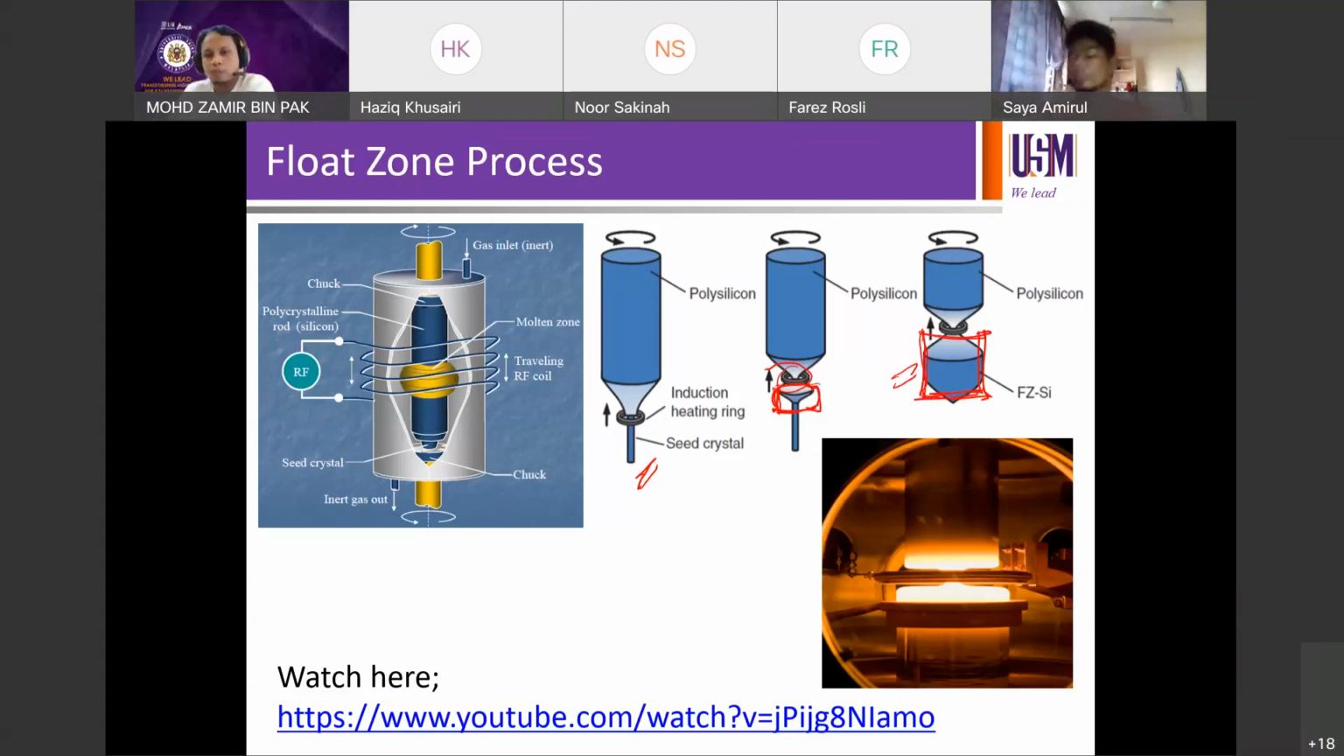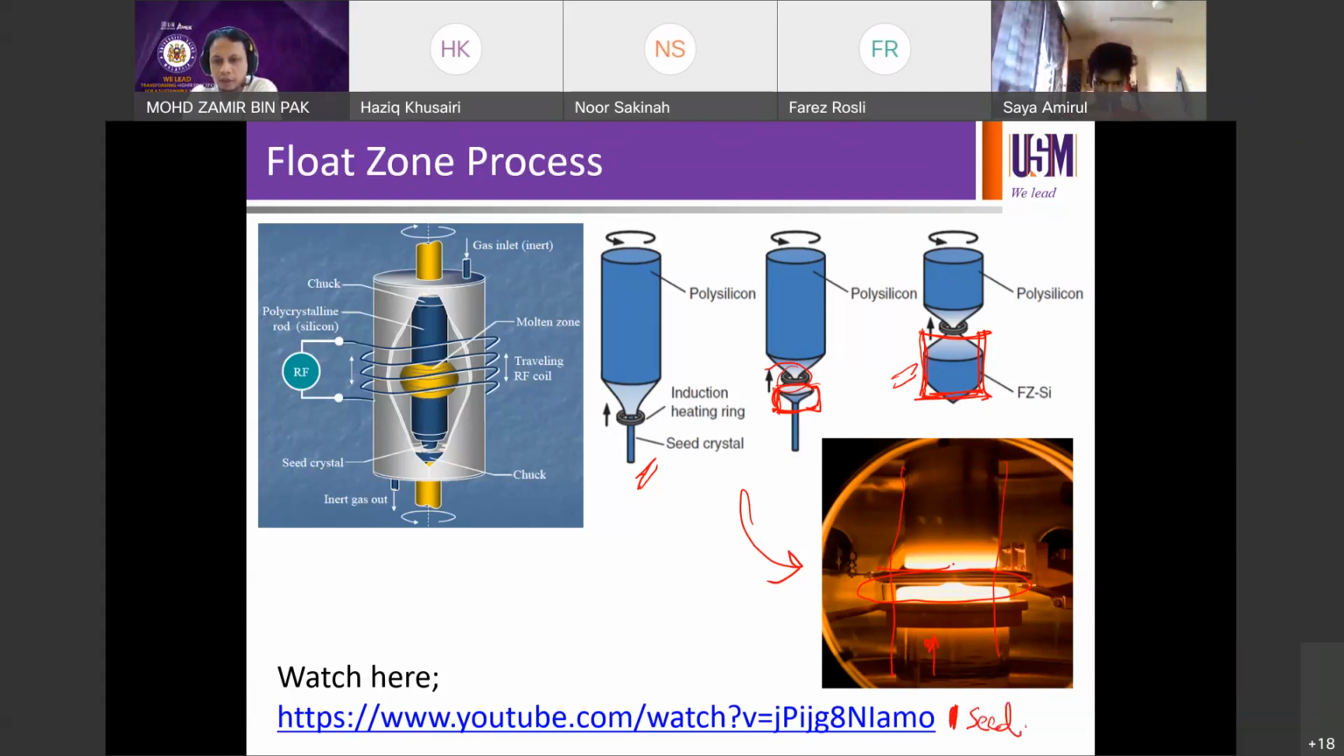Okay, so you can see this, one more picture, the real picture. So that's the heating coil. This is the heating coil. This is the whole ingot. So it's moving from the bottom. So that means we should have our seed down here before it gets up there.